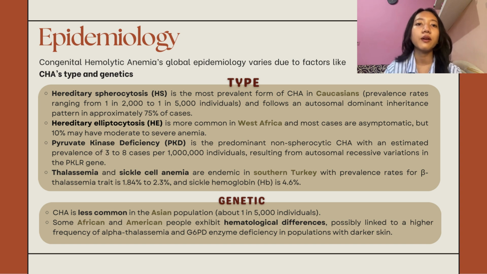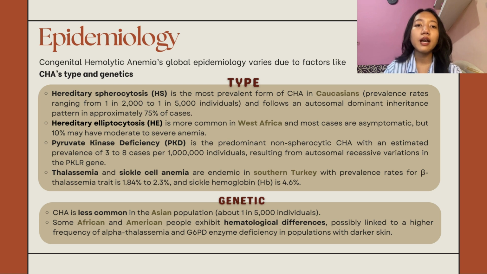Third is pyruvate kinase deficiency. It is the predominant non-spherocytic congenital hemolytic anemia with an estimated prevalence of 3 to 8 cases per 1 million individuals, resulting from autosomal recessive variation in the PKLR gene. And the last one is thalassemia and sickle cell anemia. These are endemic in southern Turkey, with prevalence rates for beta thalassemia of 1.84 to 0.3% and sickle hemoglobin of 4.6%.